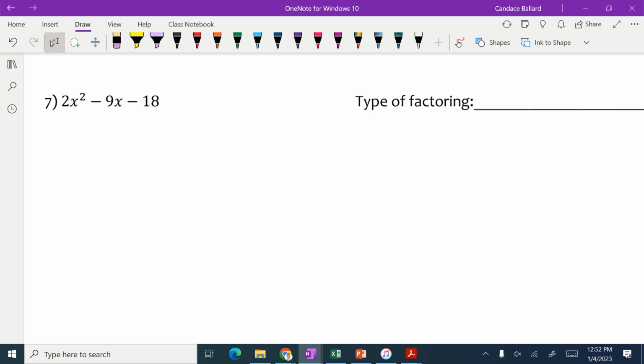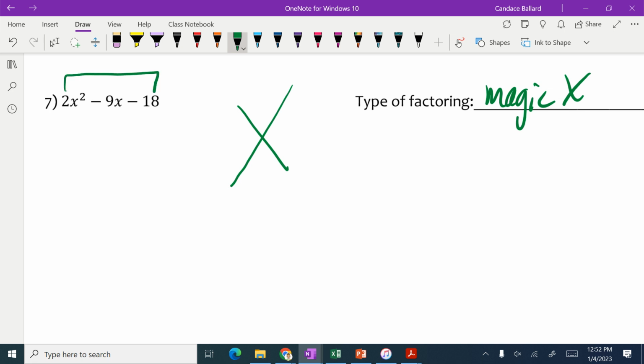So, how many terms are there? 3. When we do 3 terms, what do we have to start with? So I know I'm going to use a magic X. So let's start there. I know we do. Be patient. Remember, I'm going to multiply these two things together. That's what I was doing all along.